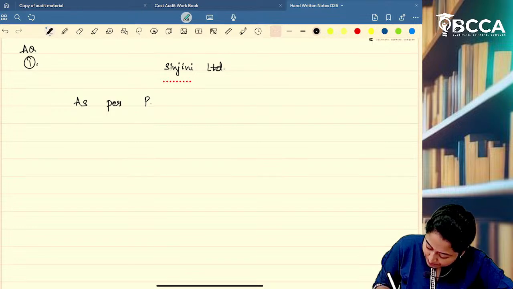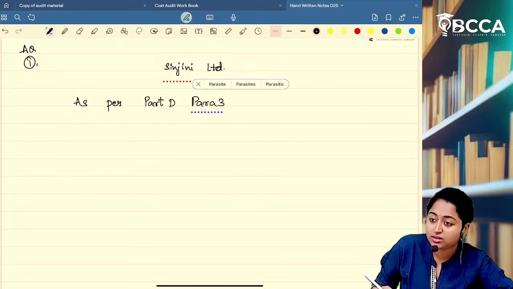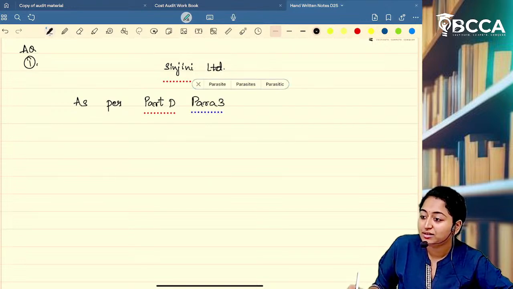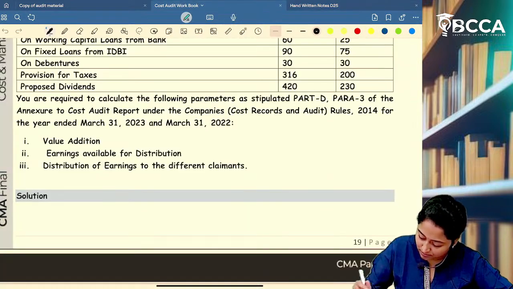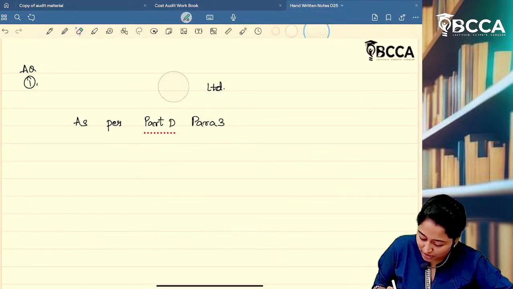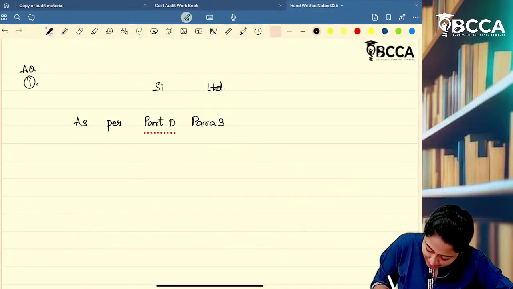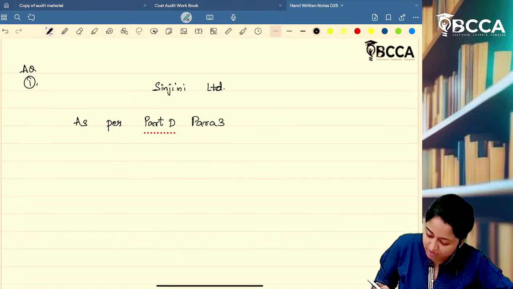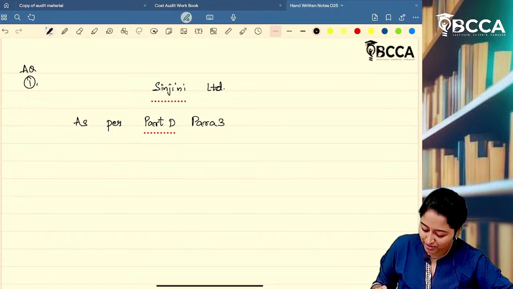As per Part D, Para 3. What happened? Huh? Is it not clear? Sinjini, is it clear? Okay.